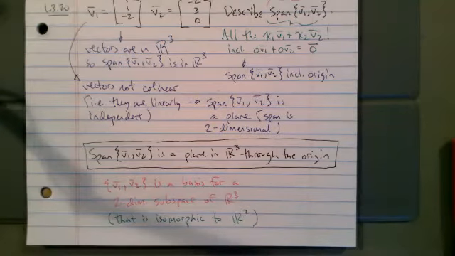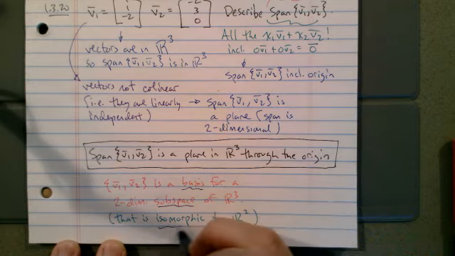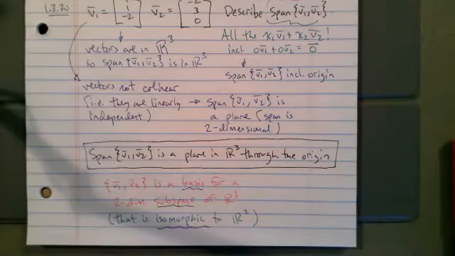Any questions? Ooh, fancy language from the future. It's a basis for a 2-dimensional subspace of R3 that's isomorphic to R2, but not equal to R2. Got to introduce different kinds of equals.